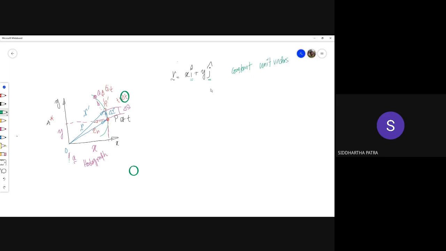Had the unit vectors not been constant, then when I would try to take a derivative of the position vector itself, I would also have to take the derivative of the unit vectors themselves. How we can take the derivative of unit vectors, that we'll learn possibly in the next part of today's class, or even in the next class. But for right now, we don't have to bother about that. That's the greatest advantage of the Cartesian coordinate system. So the velocity essentially is this quantity, x dot i plus y dot j.